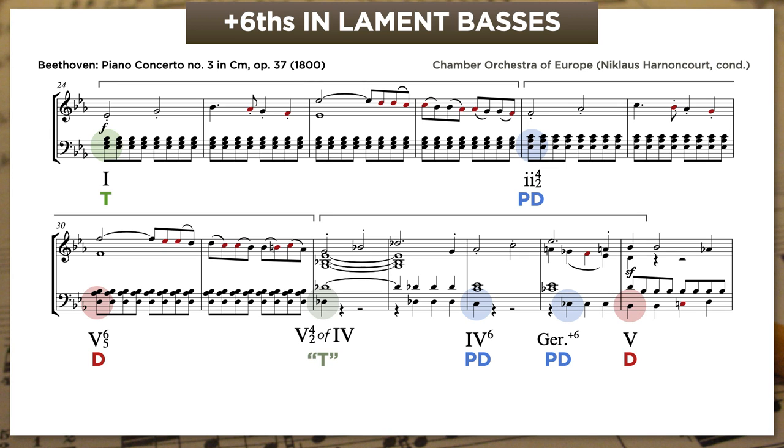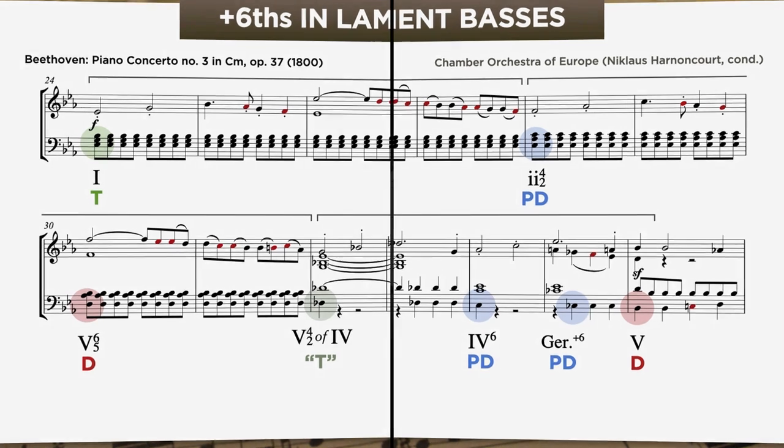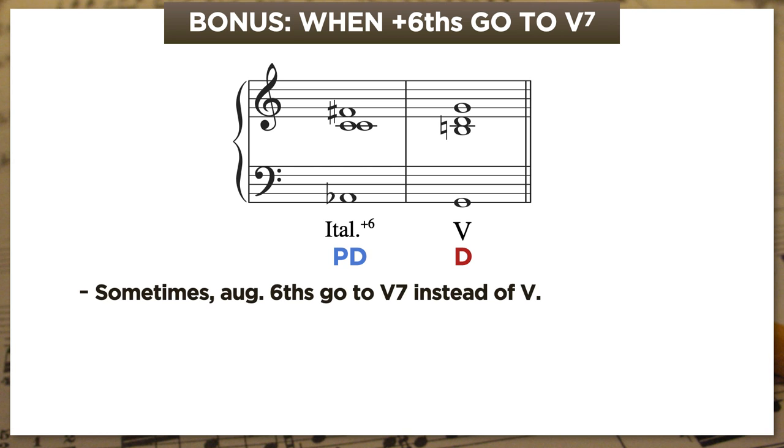So I may have lied a bit when I said that was the last thing, because I decided at the last minute that it was probably worth mentioning that augmented sixth chords occasionally go to 5-7 instead of 5. And when this happens, raised scale degree 4 won't go up like it normally does. Instead, it'll go down by half step to natural scale degree 4. So here, instead of going to G, the F sharp would fall to F natural. And instead of this, we now have this.